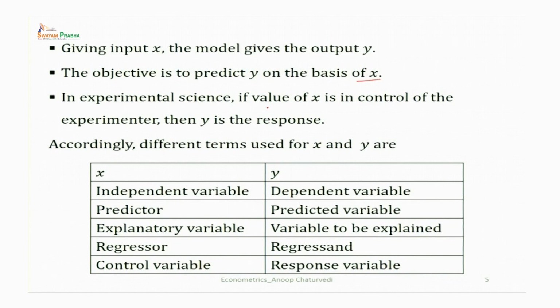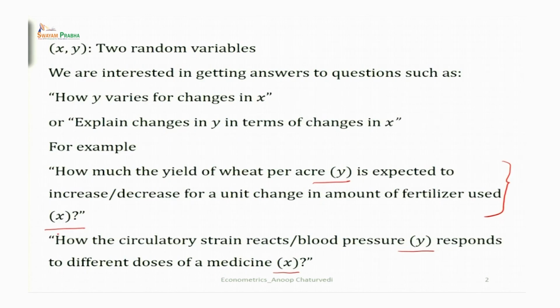In experimental sciences, if the value of x is in control of the experimenter, then y is the response. Say in this example, different doses of a medicine are in control of the experimenter. So, y is the response of blood pressure for different doses of the medicine.